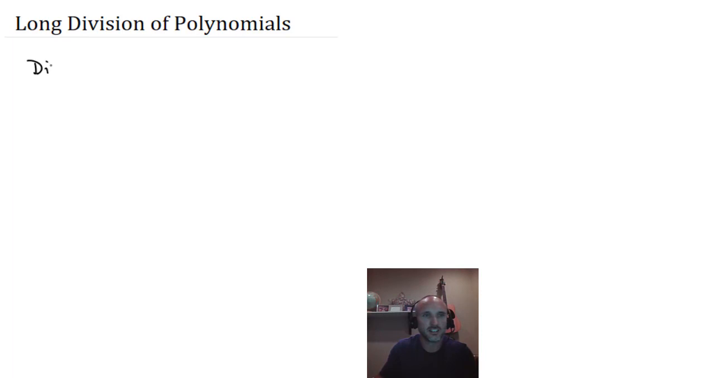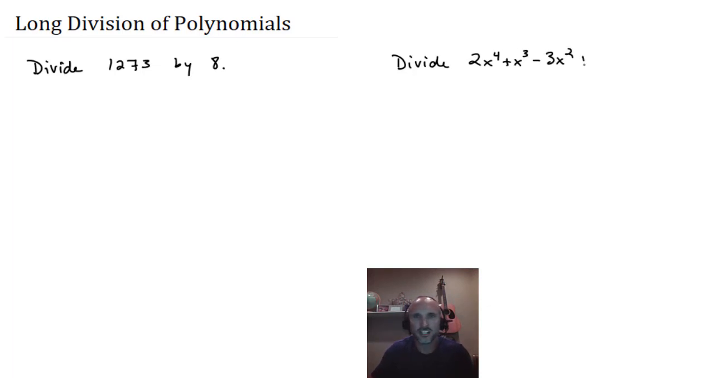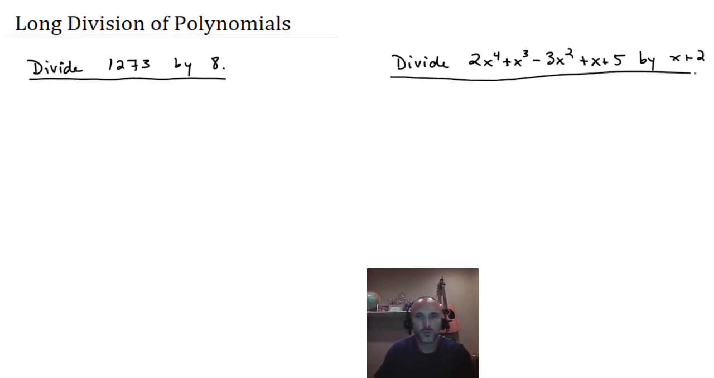So let's get started with a review of how to do long division in general. Let's say we want to divide 1273 by 8, okay? And we'll compare that side by side to, let's say we want to divide the polynomial 2x to the fourth plus x cubed minus 3x squared plus x plus 5 by x plus 2, okay? So we're going to work these side by side.